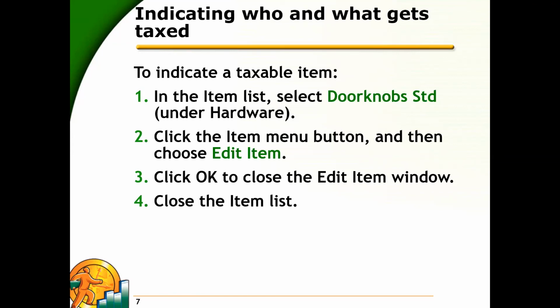Close the item list. So again, this is where you take the time to go into your item list and ensure that the items that are set up in there are coded correctly. Anything physical is a taxable item that can be taxed on. The system in turn will know that and accrue for that. Anything that's related to labor is not. Again, taking the time to make sure that it's set up correctly will save you time down the line.